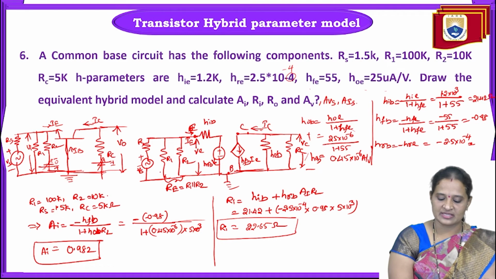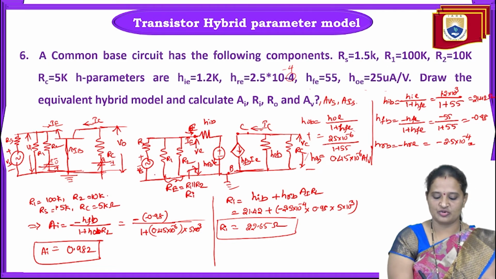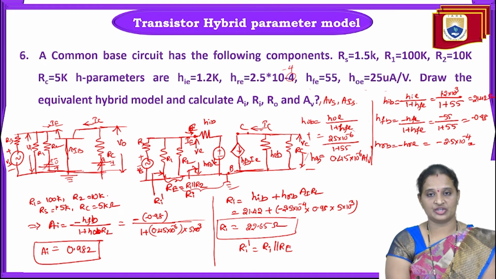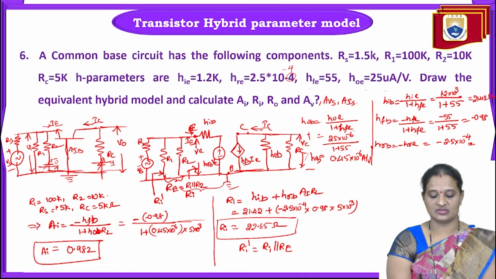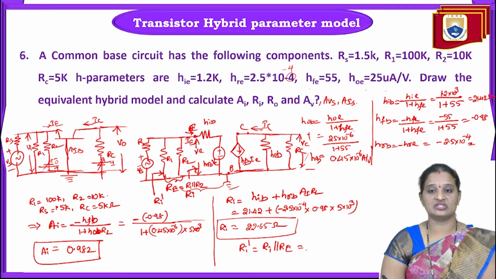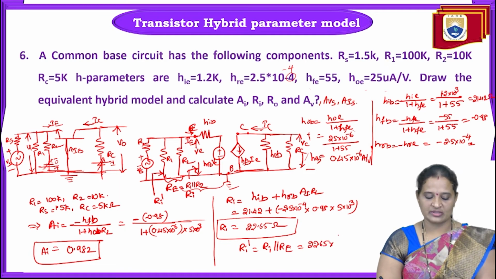The input impedance is the impedance seen when we are looking into this terminal and input port, and this is called Ri dash, where Ri dash equals Ri in parallel with Re. This is the equivalent impedance. If I replace the circuit with the equivalent impedance, then these two will be in parallel. So Ri in parallel with Re equals Ri dash. Ri is 22.65, and the Re value is known.